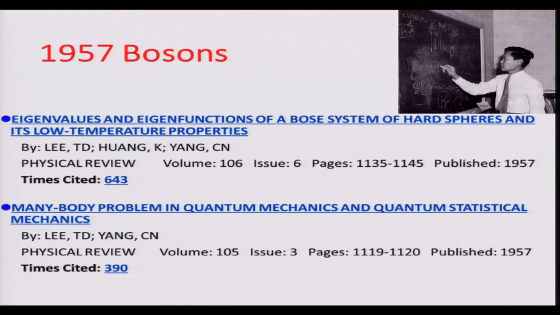The next famous contribution is the 1957 work on bosons. Actually, Professor Yang and his collaborators wrote quite a few papers on this subject. So here, only two representative ones are chosen, in Physical Review. This photo, from the blackboard, you can recognize as a calculation on those papers.